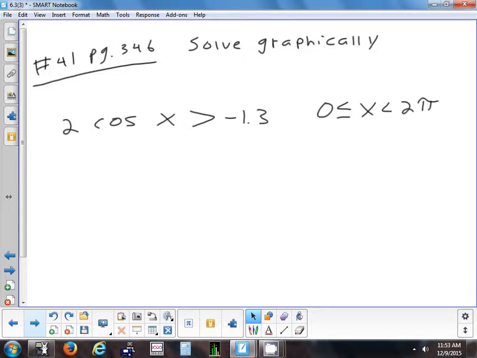All right, and last one, pretty much the same idea except it's an inequality. So this time my answer isn't going to just be a number. What will my answer be? It's going to be an interval. Yep, some kind of interval.